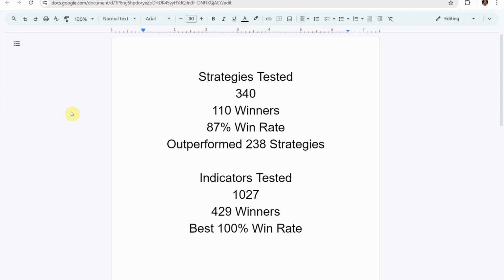Alright, as I said, today we will be testing a 5-minute crypto scalping strategy. Before we do though, I wanted to put the testing scoreboard up for everyone to see. So to date, we have tested a total of 340 different strategies with 110 of them being winners. The best one so far was able to achieve an 87% win rate. That was achieved using the Academy of Forex indicator. And so far since we've been keeping track, it has outperformed 238 of the other strategies that we have put it up against, every single one so far. We've also tested a total of 1,027 indicators with 429 of them being winners.